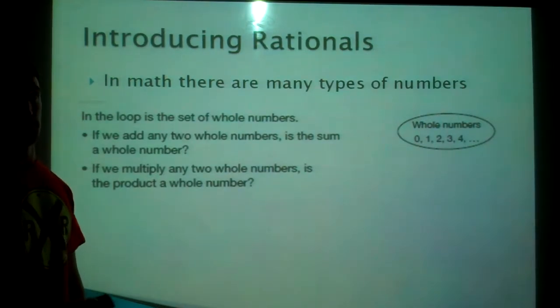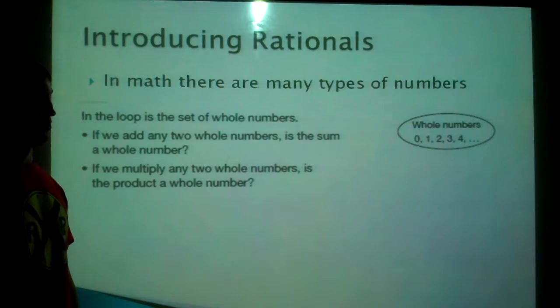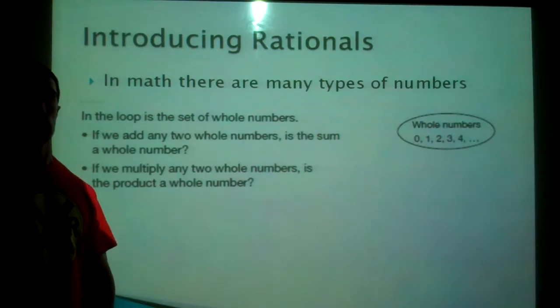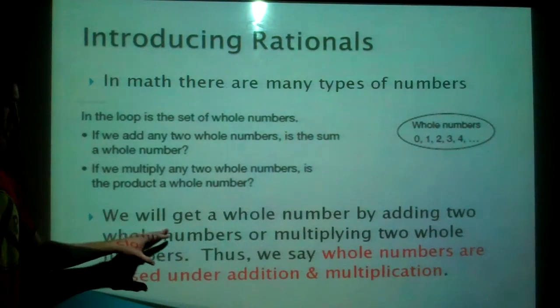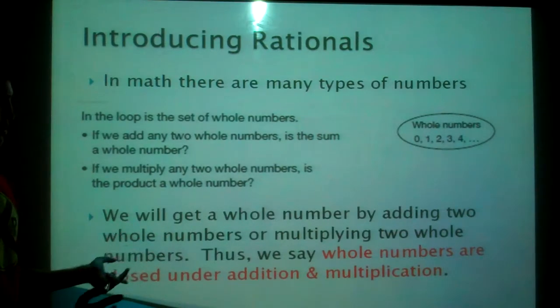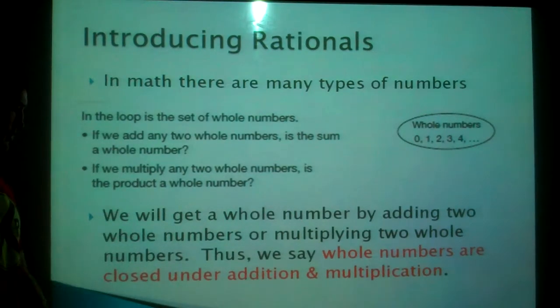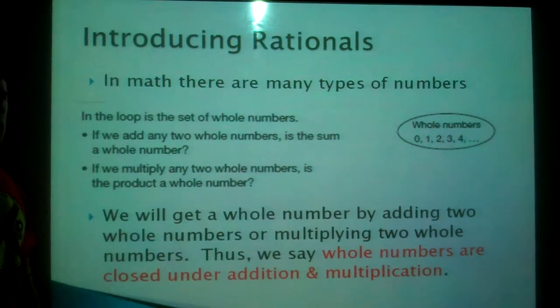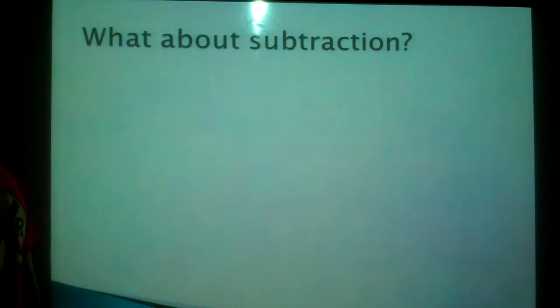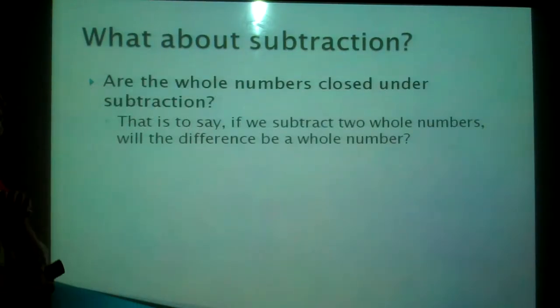Well, if we multiply any two whole numbers, yes, we'll still get a whole number. Even if we multiply by 0, we'll get 0, and that is a whole number. So, in this sense, we say that we will get a whole number by adding two or by multiplying two whole numbers together. So we say that whole numbers are closed under addition and multiplication. So they are closed. That's the term that we use there. But what about subtraction?